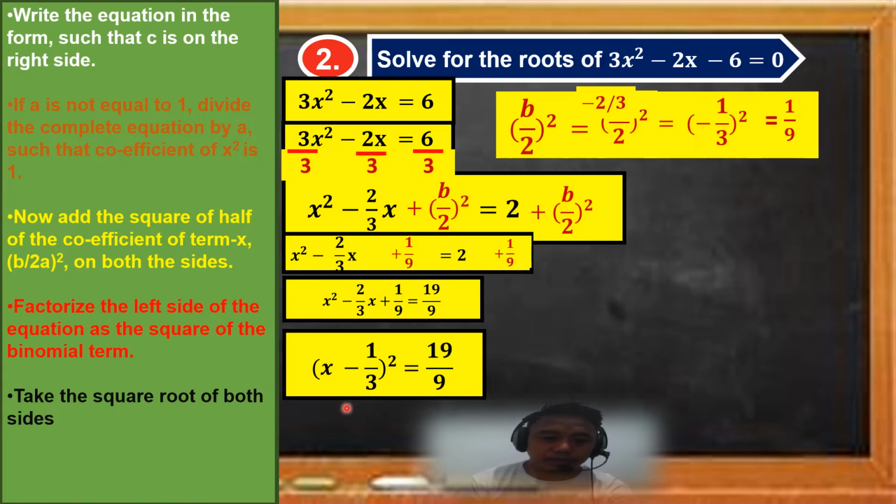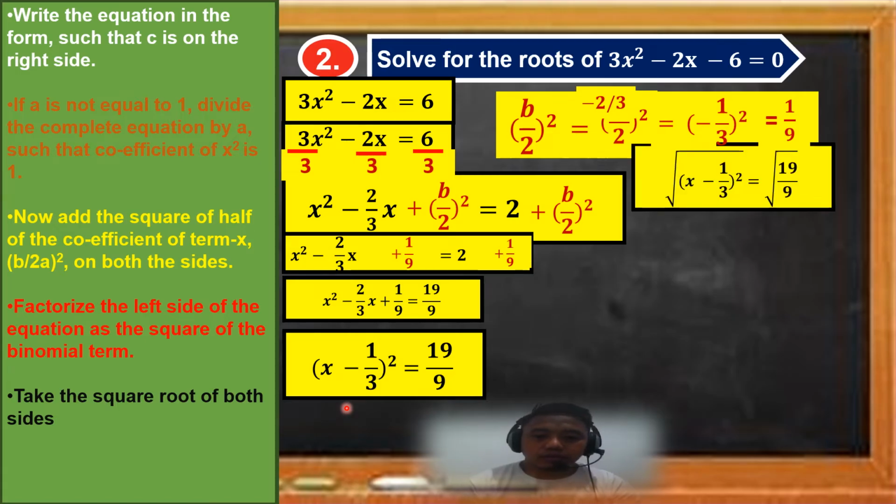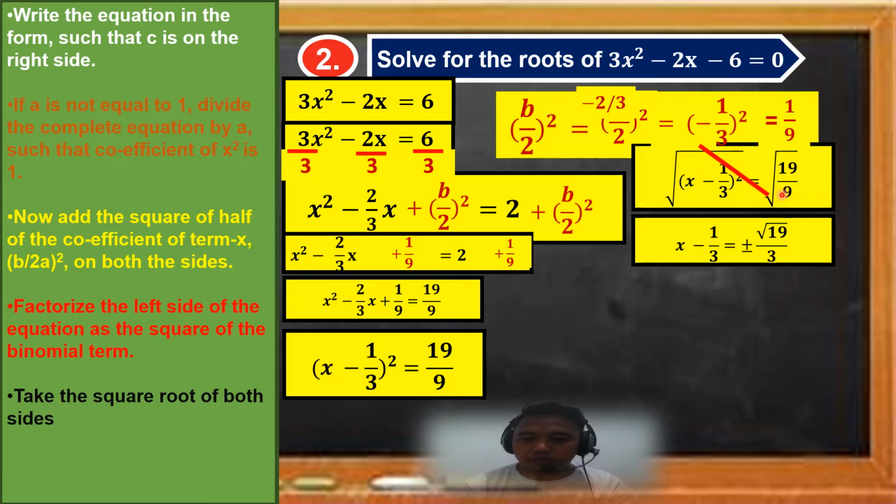Okay? Anong susunod na step? Kukunin mo na yung square root by extracting square root na yan. Okay? So, kunin mo yung square root ng both sides. Ang square root ng 9, cancel na yun. 1/3 square root ng 9 ay 3. Walang square root ng 19, so let it be. So, square root of 19 pa rin siya.